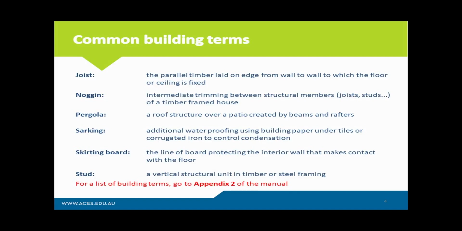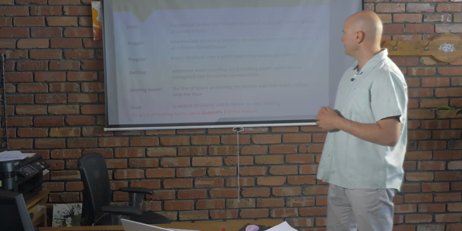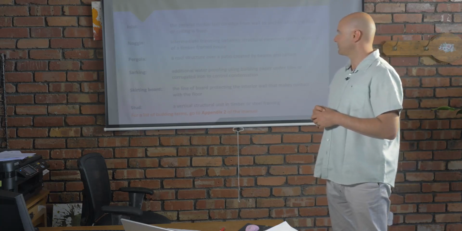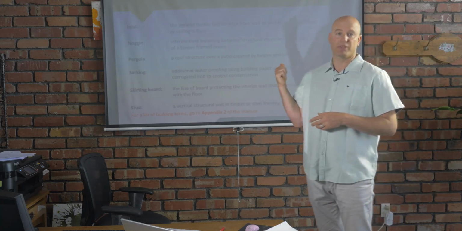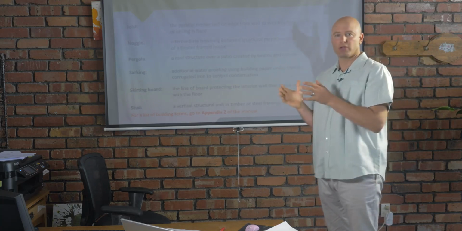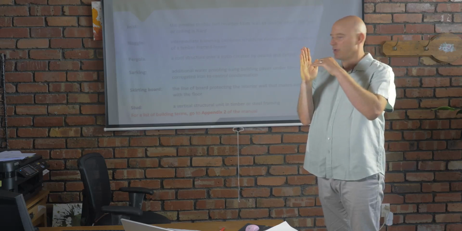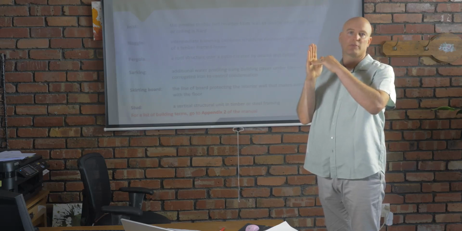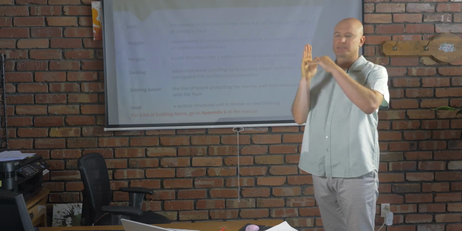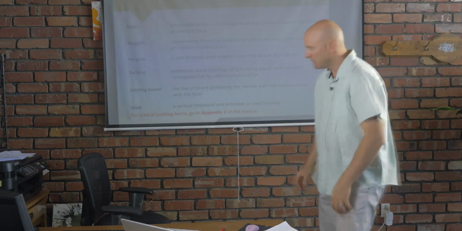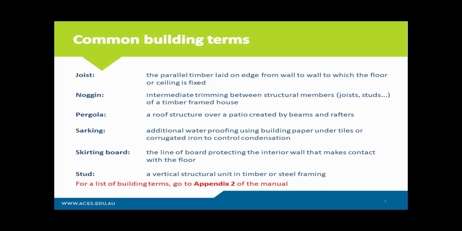Joists are the parallel timber laid on the edge from wall to wall, which the floor or ceiling's fixed to. Easier to know in a diagram. Noggin is an intermediate trimming between structural members of a timber frame. You won't know what that means when you read that, but when we show you on the diagrams, you basically got your studs in the wall, and a noggin is just basically a piece of timber that goes that way to brace it, and then you'll get another stud there. That's all it is.